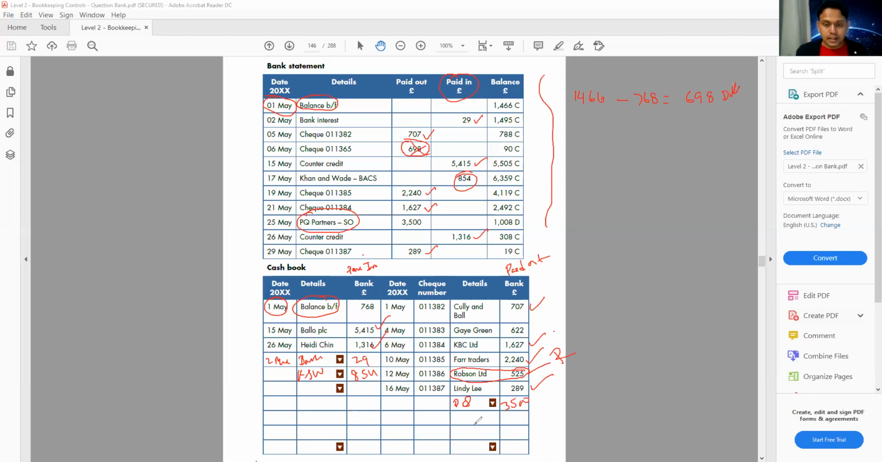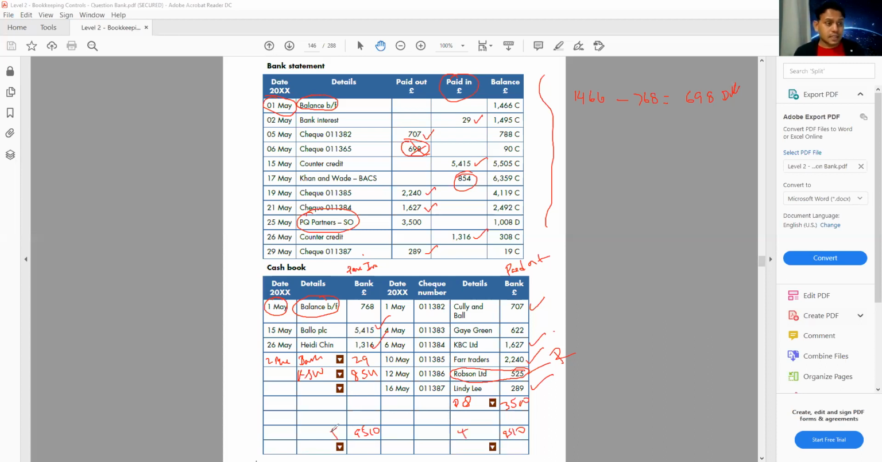All right, so let's have a look. We update everything. Now we need to add the higher side. This looks like the debit side is the higher side. We add all of these: opening balance 768, 5415, 1316, 29, 854. If we add all of this, how much is the total? That is 9510. Then write the same thing, 9510, as a total.